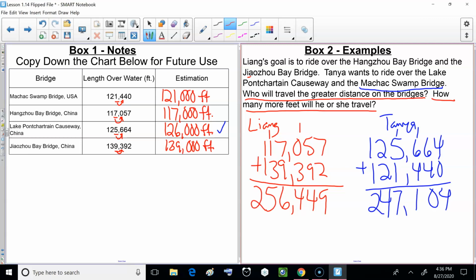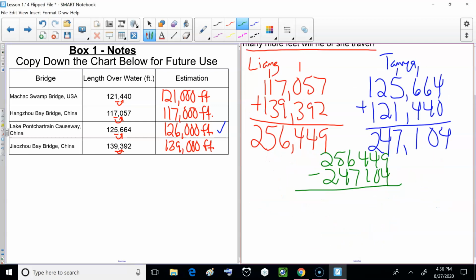So it looks like right now Liang has traveled the most distance, which would answer kind of the first part of the question. But we have another part of the question. How many more feet will he or she travel? So now I need to take my two answers of 2,506,449 minus 247,104, and subtract. See if I can extend the page.